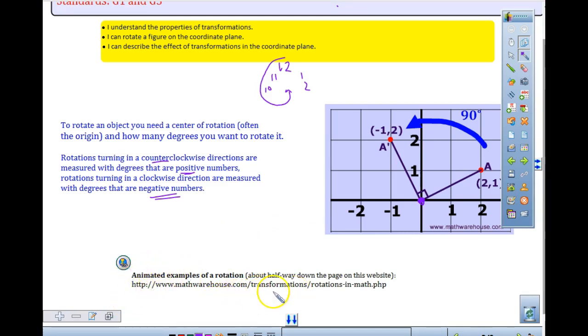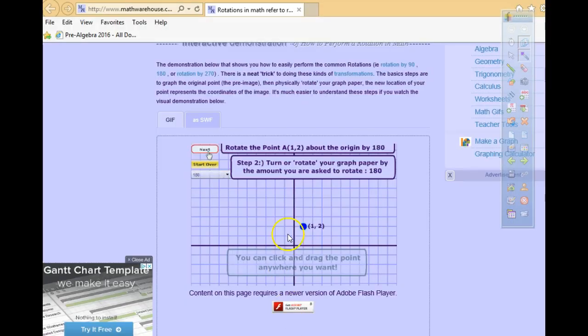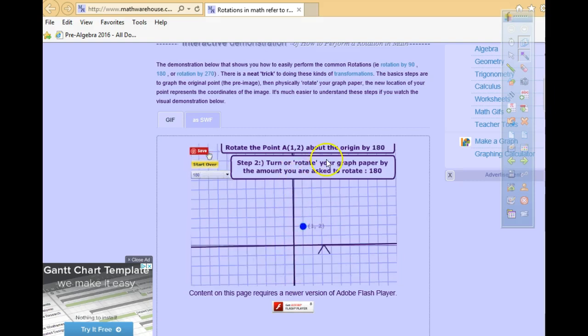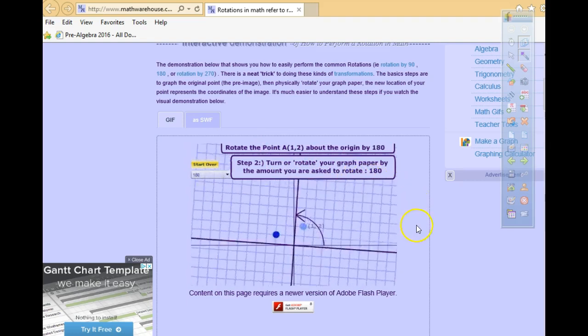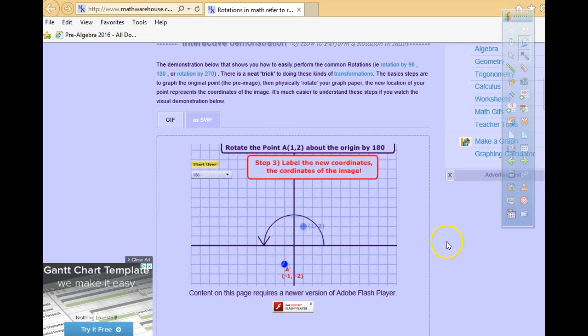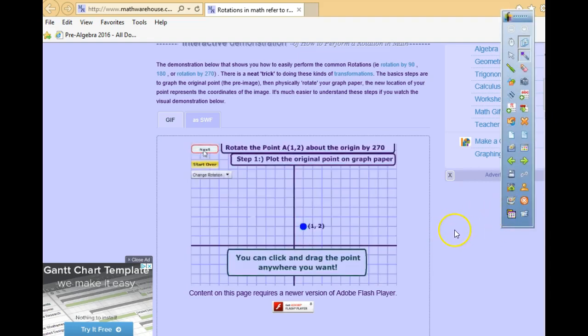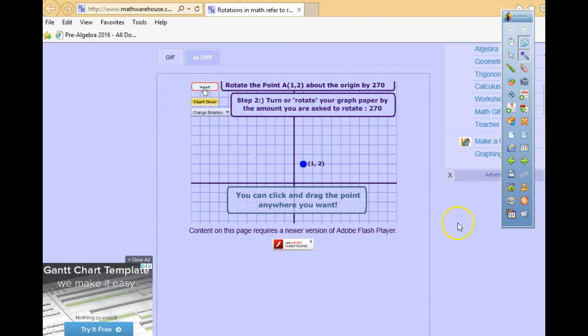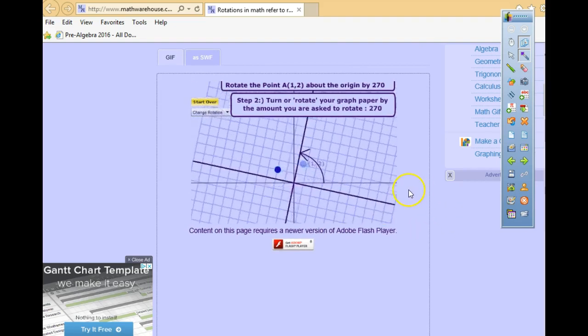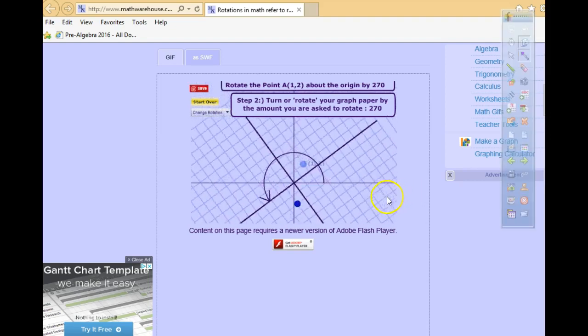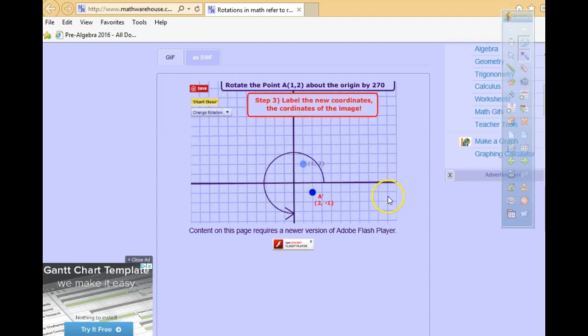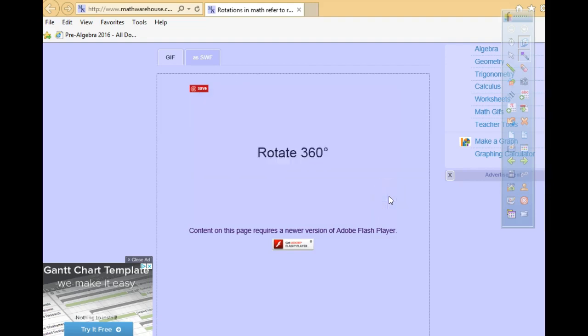I also attached this on the daily planner, so you can take a look at it too. It's going to show you, if we start with this first one, we are going to rotate it 180 degrees. You can see 180. You can see 270. We take that one point, click that point anywhere, and remember, counterclockwise. So 270 is actually the same as 90 clockwise.